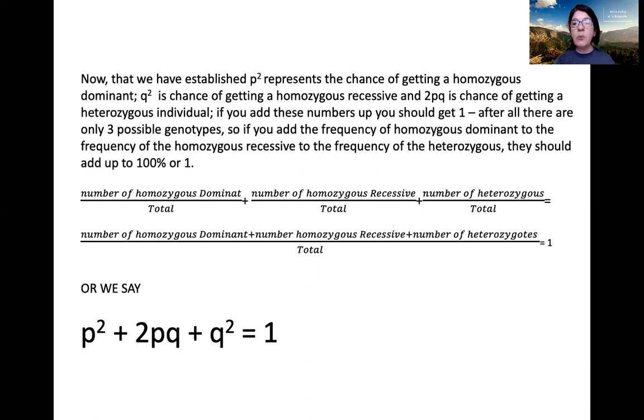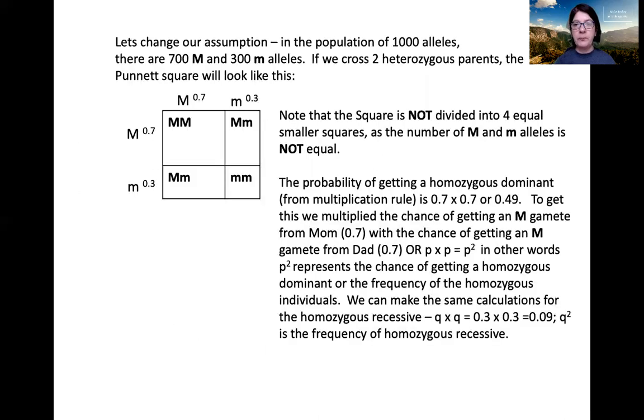And again, P squared is the frequency of homozygous dominant, Q squared is the frequency of homozygous recessive, and 2 times PQ is the frequency of heterozygous individuals. So when you add them all up, they should add up to 1.